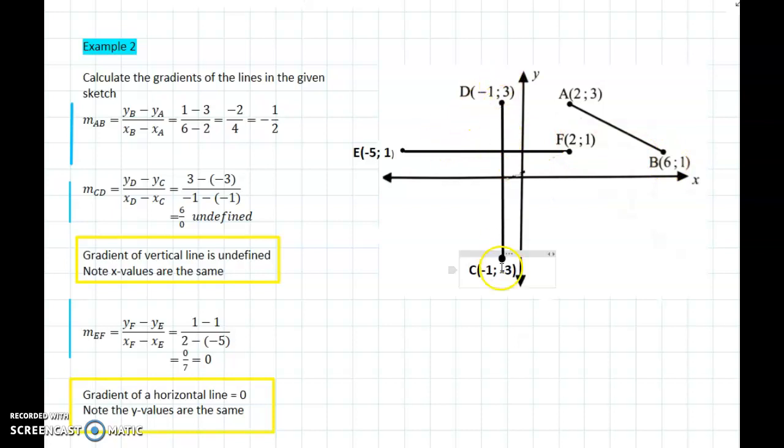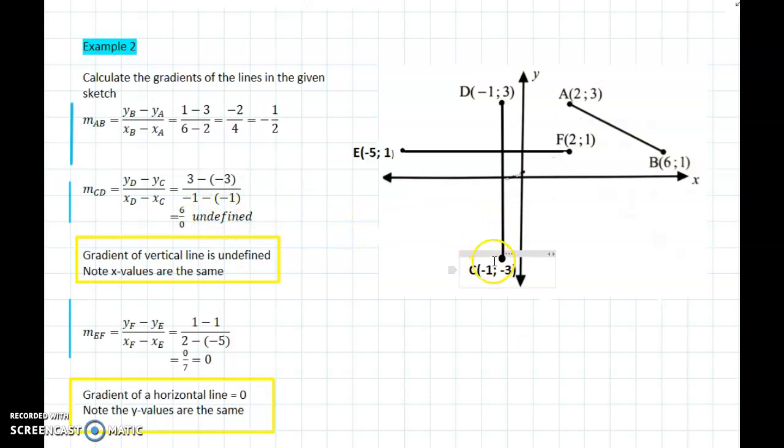Let's look at the line CD. Again, the change in the two y values over the change in the two x values. So y_D is 3 minus -3, that's the y value of C, over the x value of D minus the x value of C. So it's -1 minus -1. So here we've got 3 plus 3, which is 6, and of course -1 plus 1 is 0. So that gradient is undefined. Can you see it's a vertical line? And for any vertical line, the gradient is going to be undefined.